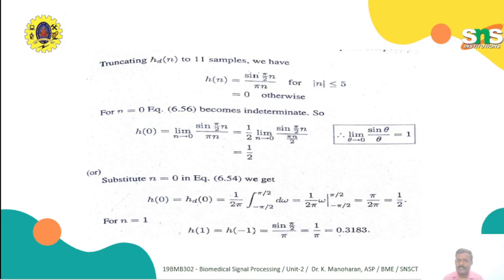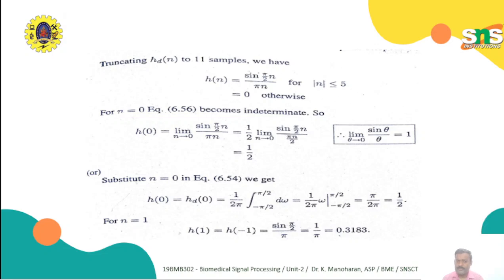Now we can find h of 0, 1, 2, 3. So for h of 0, we put n equal to 0 in the equation. Once you substitute 0, it becomes infinity. That's why I am using the limit method. So h of 0 will be found using this limit method: limit n tends to 0 of sin n pi by 2 divided by n pi.